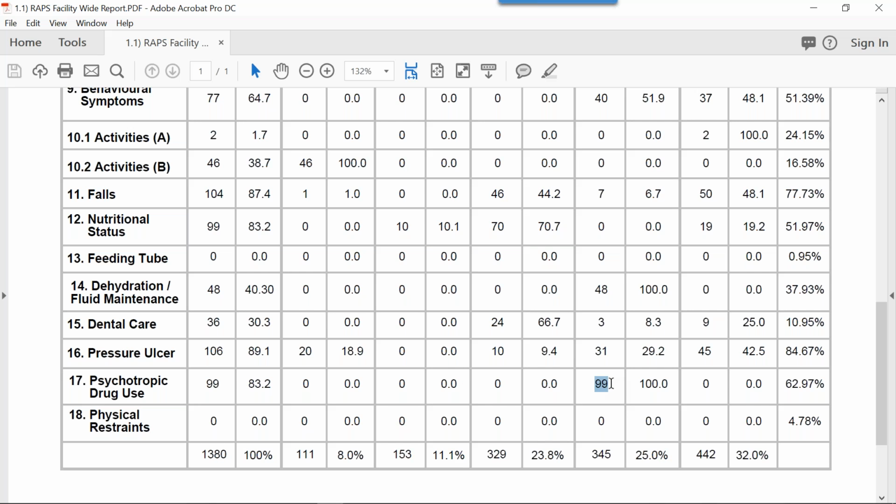So you can see that's a pretty high rate right across the board on that indicator, especially when you look at the provincial average. 63% of residents are at risk for use of psychotropics, and I'm at 83%. So I've got a very high risk population here in relationship to that particular indicator.